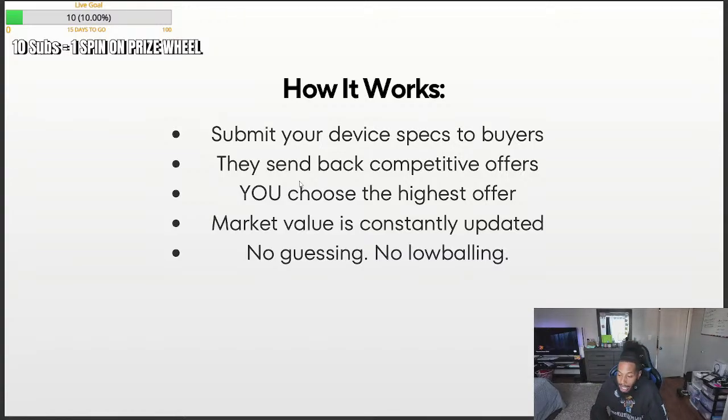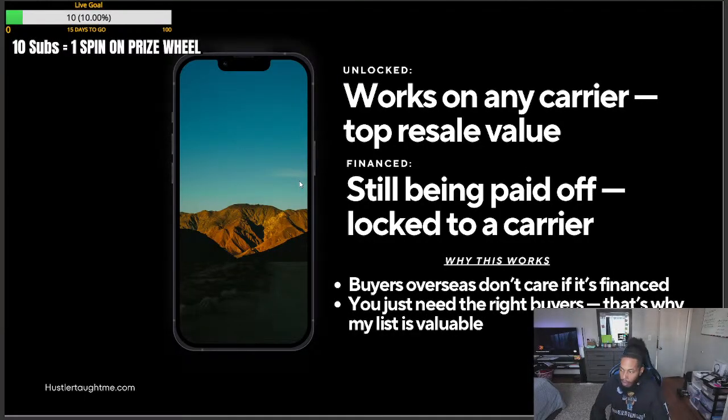Okay. You choose the highest offer. Market value is constantly updated every single week. No guessing. And of course, no lowballing. Okay. Now, unlocked works with any carrier. It's top resale value. Finance still being paid off.